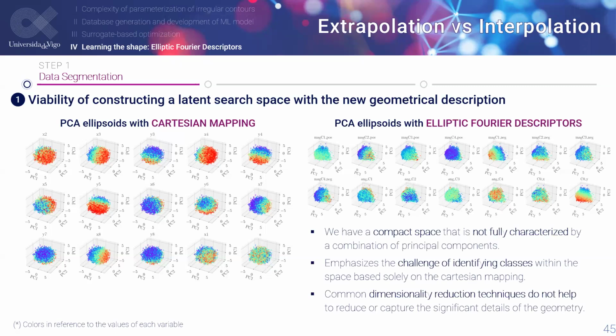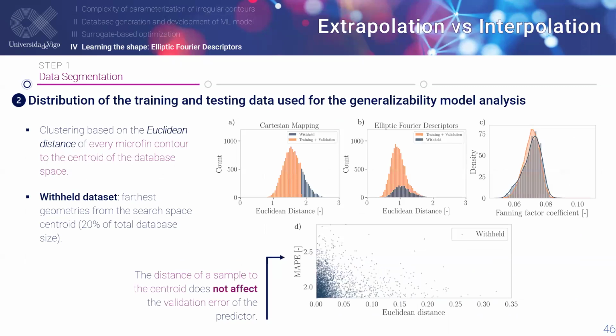So even though this is a way that in some cases works, since we are working with a highly irregular, complex, high dimensional space, techniques like these don't work to find latent search spaces. That's what motivates the use of, for example, elliptic Fourier descriptors, which are maybe a more complex way of finding this latent search space.